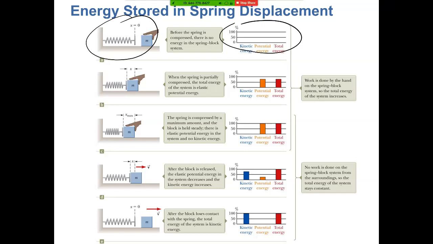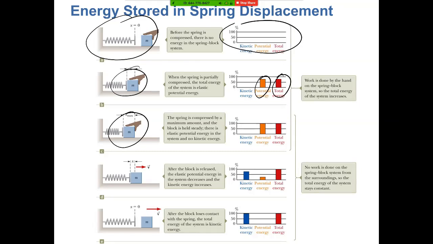Then let's bring a block, not attached to the spring, and at this point I'm going to use the block to compress the spring. So when we have this compression x, we start pushing the block, which compresses the spring. As the spring moves from equilibrium, there's potential energy in the system because you are storing energy. Then total energy will be in terms of the potential energy now. But I can compress it more. Let's say this is x max. Then you compress and you stop.